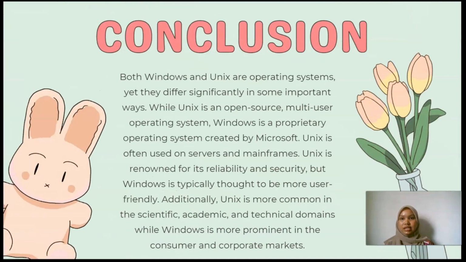And lastly, what we can conclude from this video is both Windows and Unix are operating systems, yet they differ significantly in some important ways. While Unix is an open source multi-user operating system, Windows is a proprietary operating system created by Microsoft. Unix is often used on servers and mainframes, whereas Windows is intended for users on desktops and laptops. Unix employs a command line interface, which is CLI, while Windows uses a graphical user interface, which is GUI.